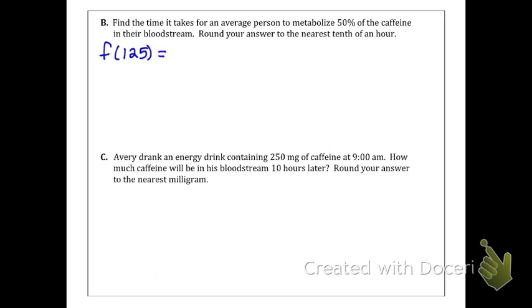I saved my equation in my y1. And to help me, I remember we talked about how to jump around in your table. So I went to second window and did table start at 125. And when I did that, I can see that that's equal to 5.9698. All right. And so to the nearest tenth would be 6.0. So it takes approximately 6 hours to metabolize 50% of the caffeine.